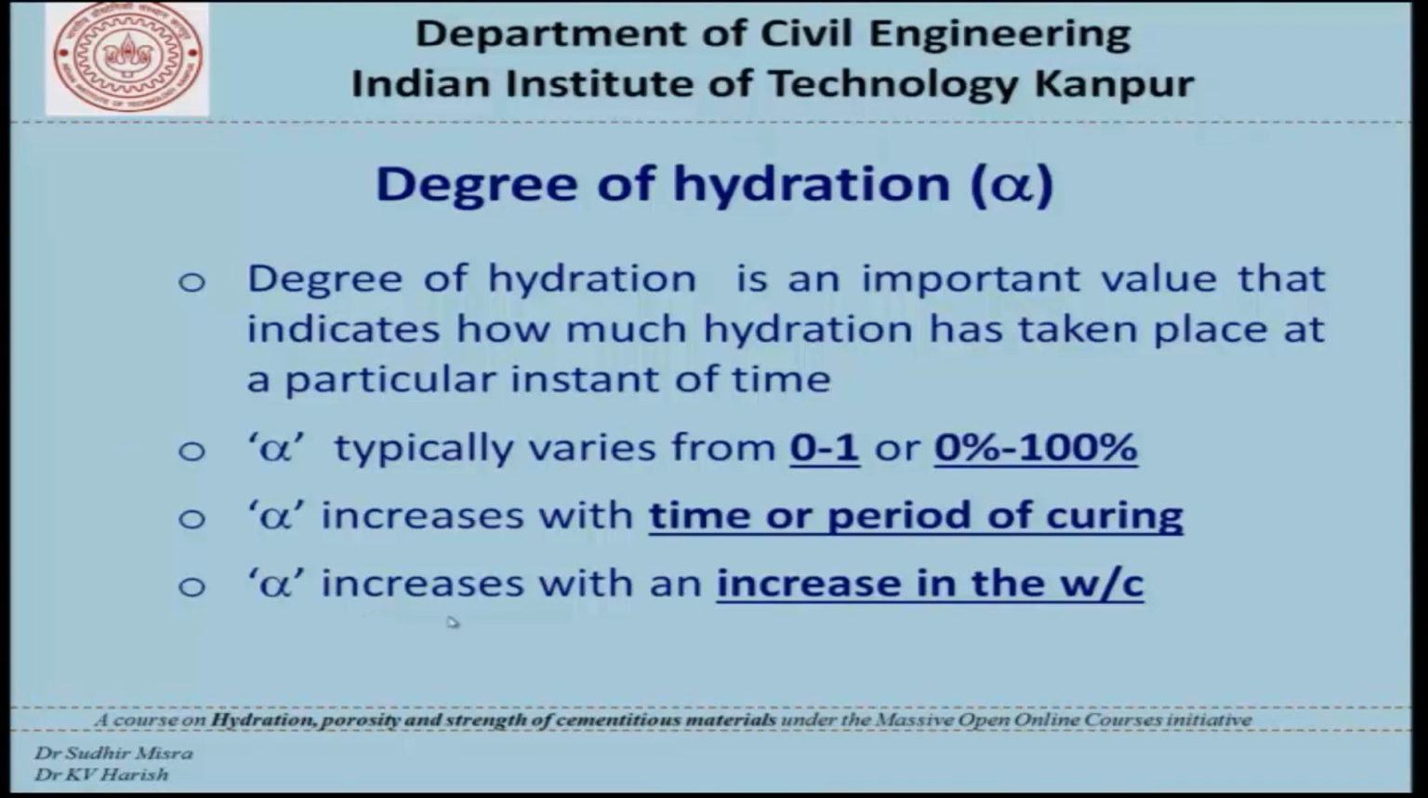Likewise, alpha also increases with increase in the water to cement ratio. Remember that water is an important parameter in the cement hydration process. So, if you increase the water, then alpha also increases.